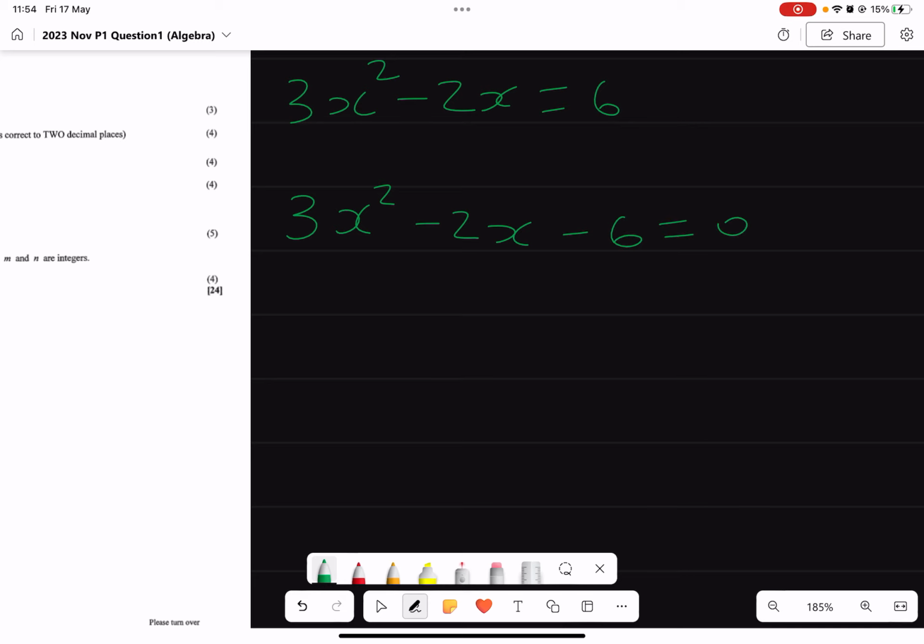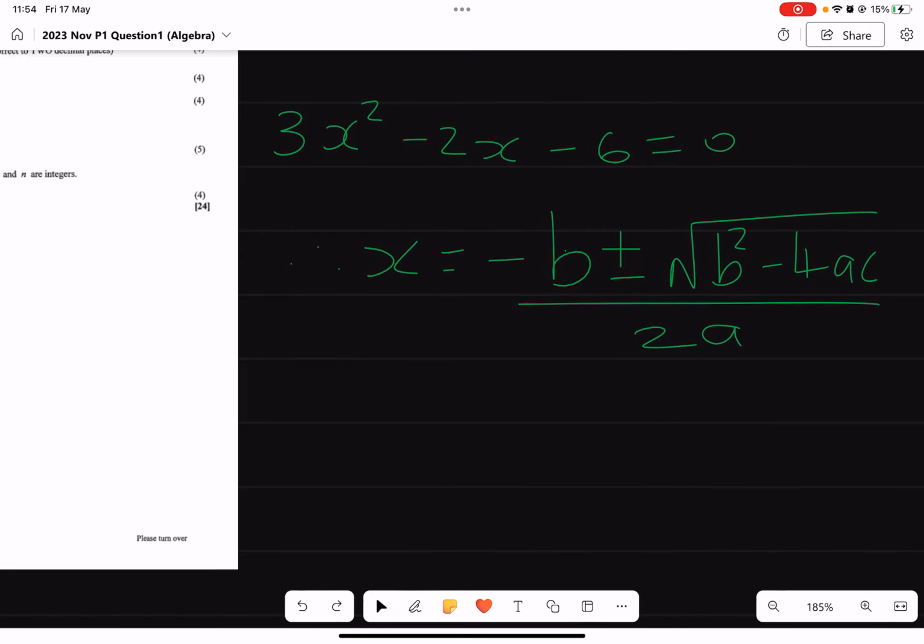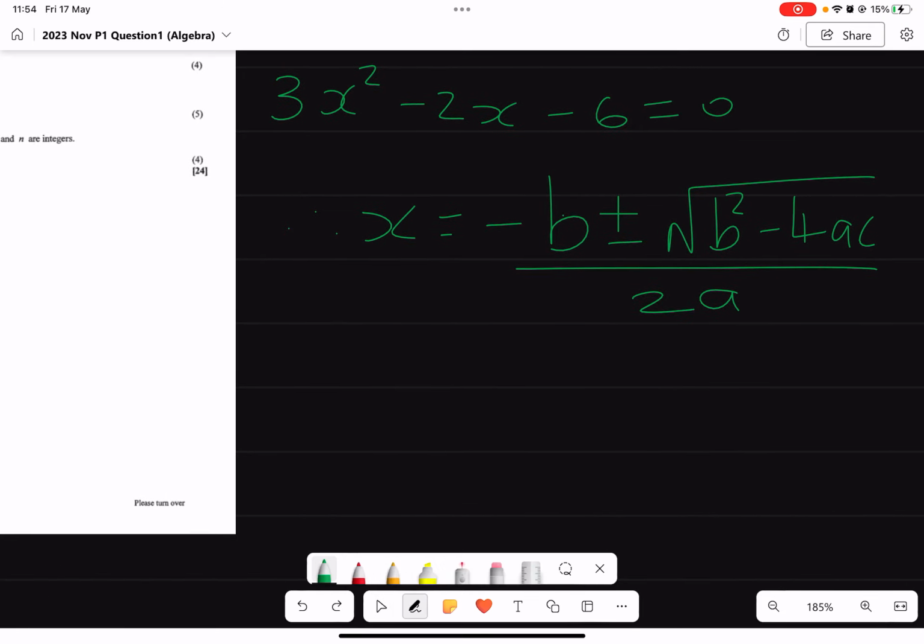All right? And then I can see that, therefore, x will be equal to, I'm writing my quadratic formula down. So it's negative b plus or minus the square root of b squared minus 4ac, all over 2a. This formula is given on the formula sheet in your final exam, but I advise you to know it off by heart. Then ladies and gents, we can see that our a will be 3, our b will be negative 2, our c will be minus 6.